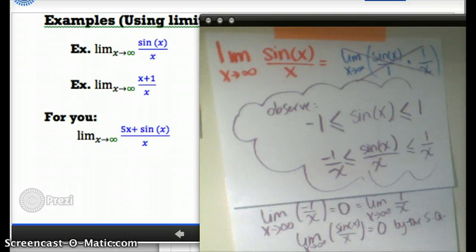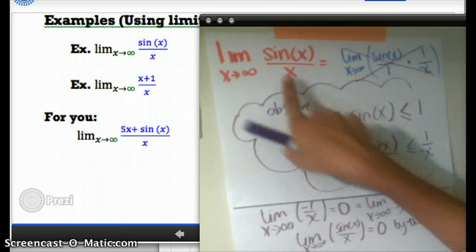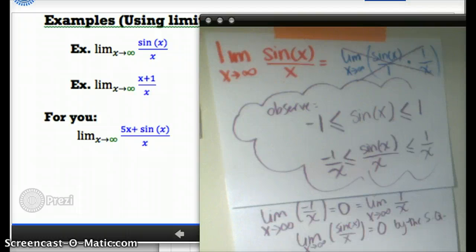Done. Beautiful. Awesome. Now the other beautiful thing is, now that I've proven that this limit equals 0, you can take that as a known limit, and you can use that, for example, in the one that you're going to do. Pause the video, work out the one for you. When you're done, I'll show you how I worked it out.